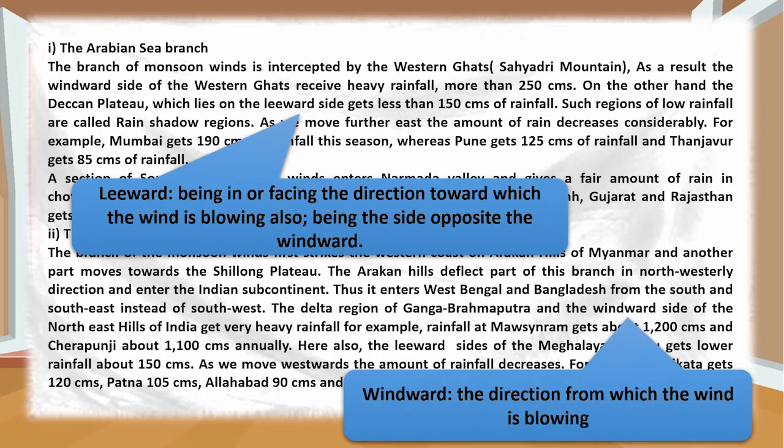The Bay of Bengal branch first hits the western coasts of Arakan Hills, then another part moves to Shillong Plateau. The Arakan Hills deflect apart in a northwesterly direction which enters West Bengal and Bangladesh from southeast and south instead of southwest. Heavy rainfall is received by the delta region of Ganga Brahmaputra and the windward side of northeast hills. Mawsynram receives 1200 cms of rainfall, whereas Cherrapunji receives 1100 cms of rainfall annually. Leeward sides of Meghalaya Plateau receive rainfall of 150 cms. As we move westwards, rainfall decreases.